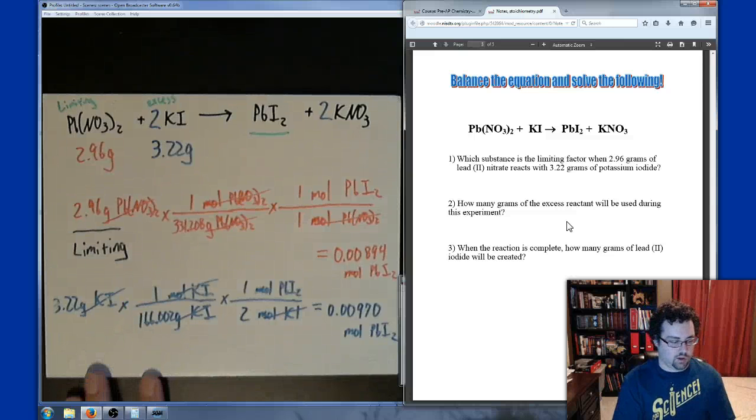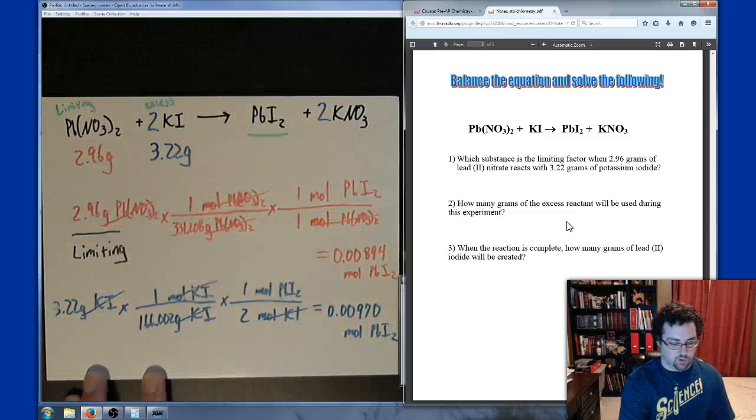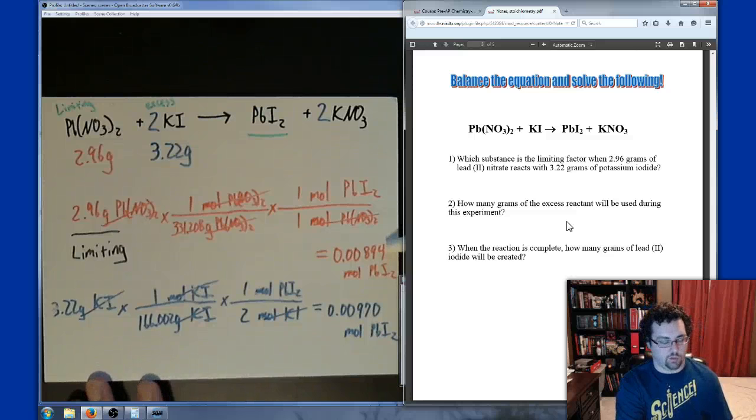And then all of your numbers after that will be based on the limiting reactant, or the number of moles of product that you're making from the limiting reactant.